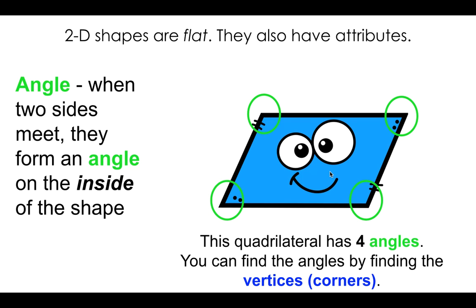Today we're going to talk about angles. So an angle is formed when 2 sides meet, and they form an angle on the inside of the shape. So for this quadrilateral, because it has 4 sides, I did mark the angles with the green circles. So there's an angle here, an angle here, an angle here, and another one here. So this quadrilateral has a total of 4 angles. You can always find the angles by looking for the vertices, those corners. The angle is going to be on the inside.